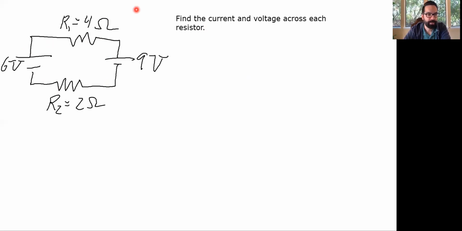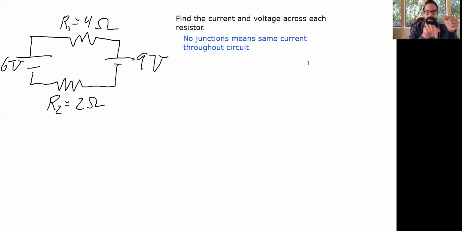Okay, so let me include that here, in a different color. No junctions means same current throughout the circuit. I get that from the junction rule. No matter where you look, it's always going to be the same current going in as current coming out, because there are no junctions.